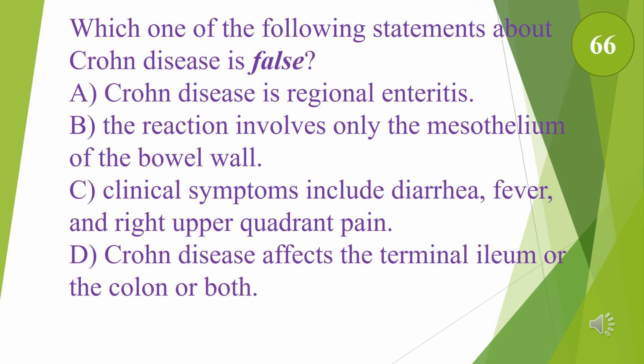Which one of the following statements about Crohn's disease is false? A. Crohn's disease is regional enteritis. B. The reaction involves only the mesothelium of the bowel wall. C. Clinical symptoms include diarrhea, fever, and right upper quadrant pain. D. Crohn's disease affects the terminal ileum or the colon or both. The answer is B. Remember that in Crohn's disease, it can involve all layers of the bowel wall.